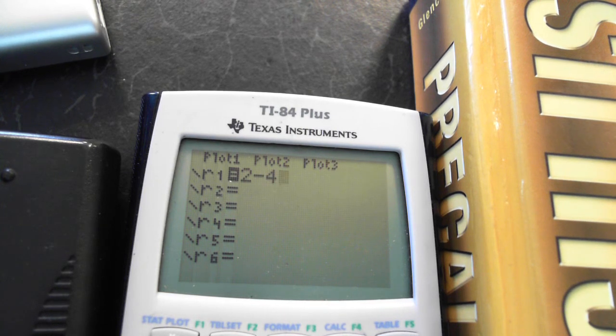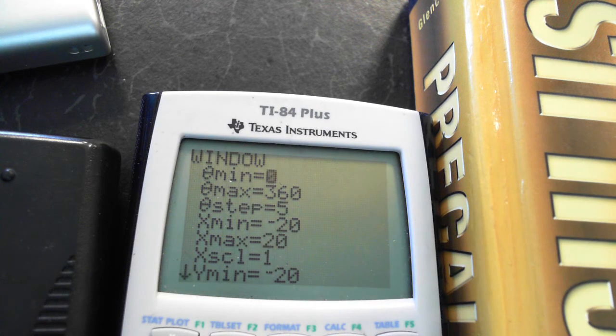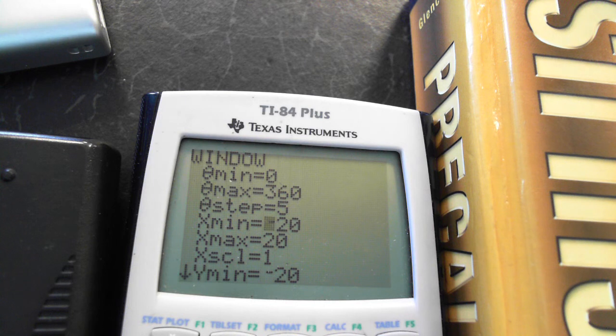So he's going to go 2 minus 4 sine theta. And it doesn't need to be 20, does it? 2 minus 4. So 6. Could be up to 6 away from the center.